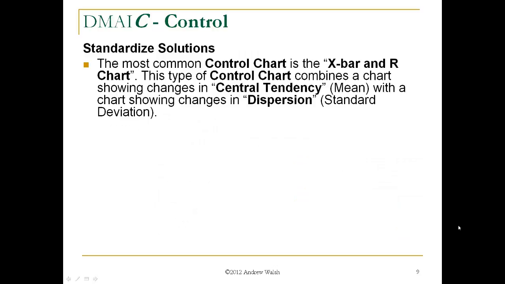Now, the most common control chart is the X-bar and R chart. This type of control chart combines a chart showing changes in central tendency, the mean, with a chart showing changes in dispersion, standard deviation, or the range.